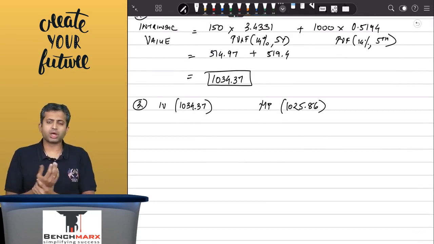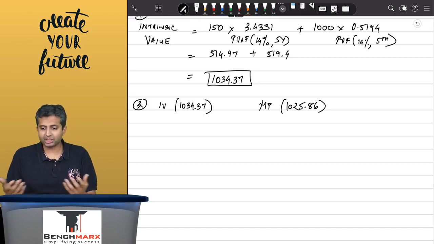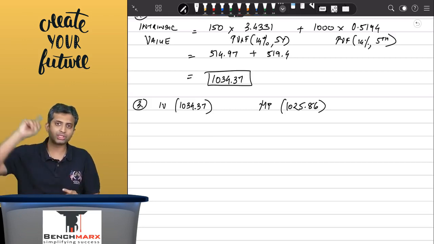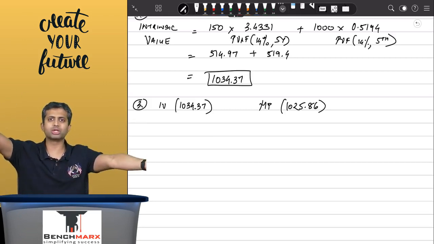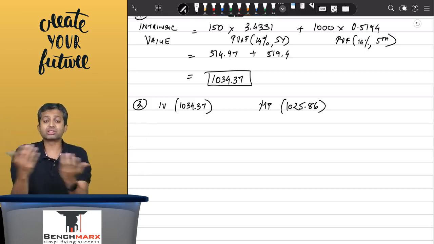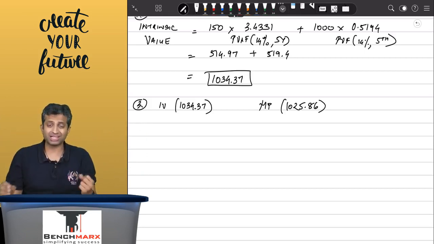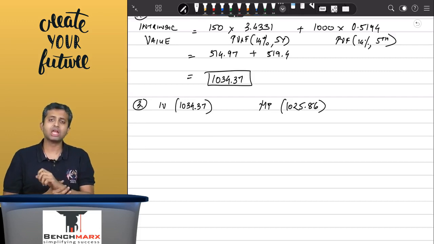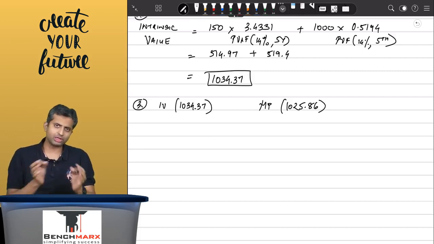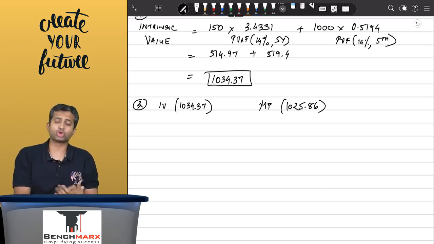If it is available in the market at 1025, should you buy it? Yes, you should grab it because you are ready to pay 1034 for an asset which is actually available at 1025, and hence the asset is available at a cheaper price. Such assets are called undervalued. In a fair market, your intrinsic value is 1034, your market price should also be 1034.